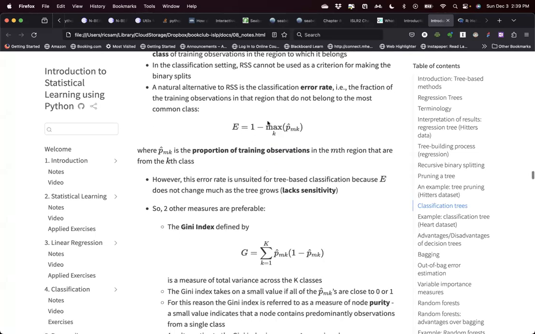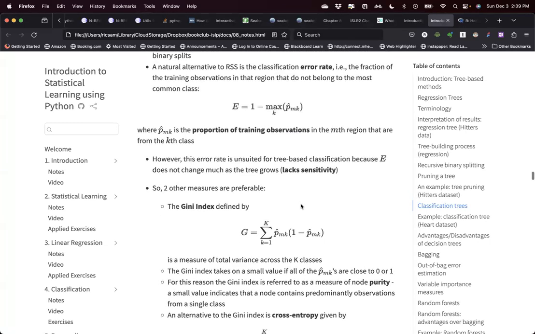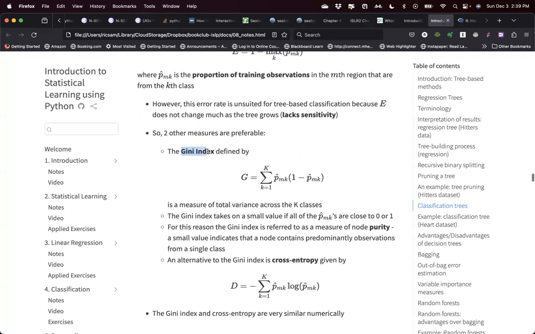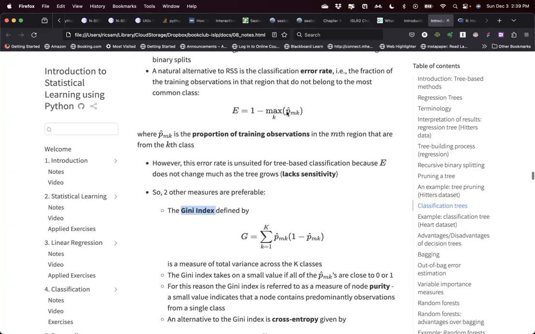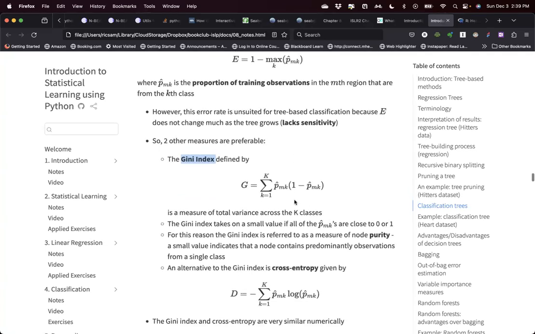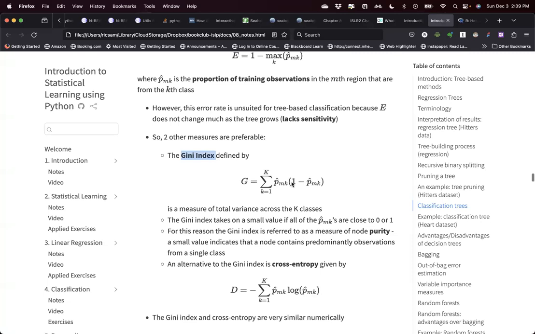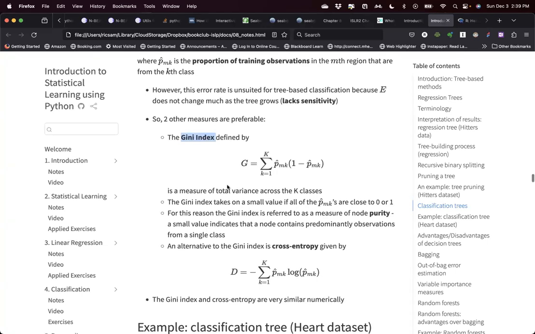One of the disadvantages of this error rate formula is that it's unsuited for tree-based classification because E does not change much as the tree grows. In other words, it's not sensitive. So we have to use another method, called the Gini index, which is usually what the algorithm uses. Instead of just taking p hat mk, you take p hat mk and multiply it by one minus p hat mk. This is the measure of total variance across the K classes.